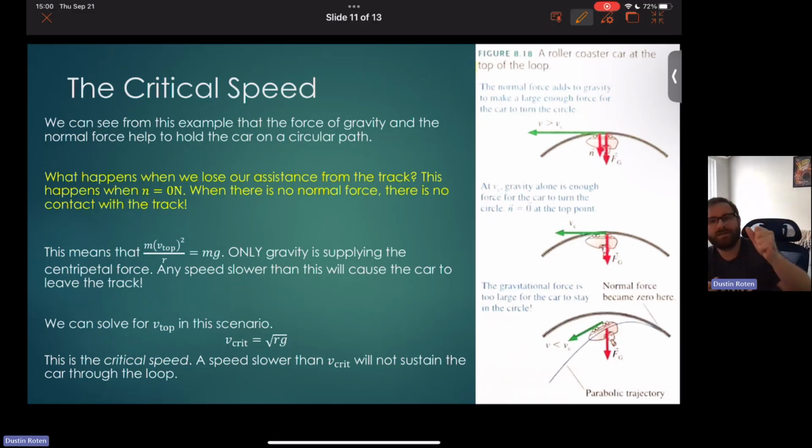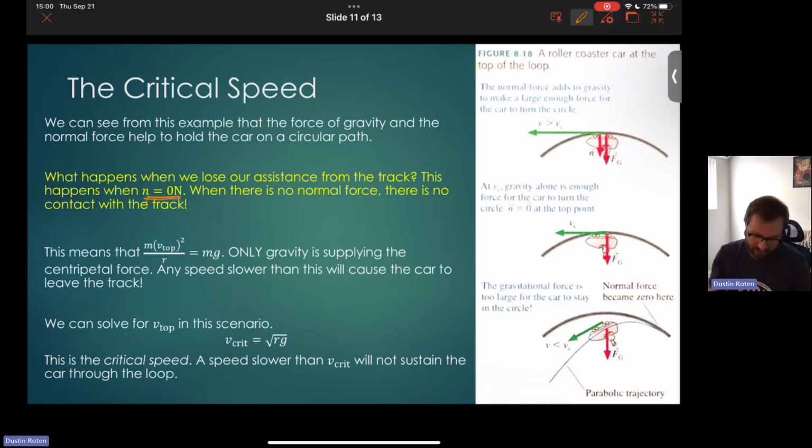So if we lose our assistance from the track, that means we may be touching it, but we're not pushing against it. So there's that one instance you can imagine if something starts falling off this track at the top of the loop, you may have been pushing against it. It gets to a point where it's right beside it, but it loses that push. Now that happens when the normal force equals 0, okay? When the normal force is 0, there's no more contact force.